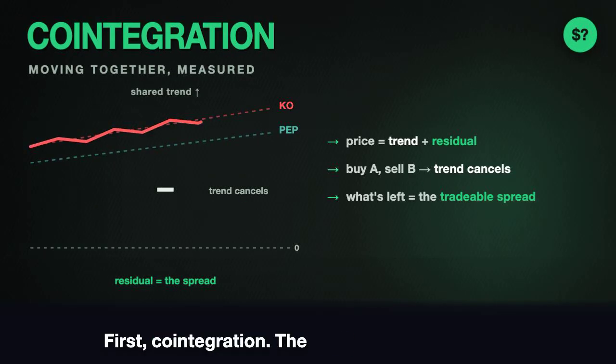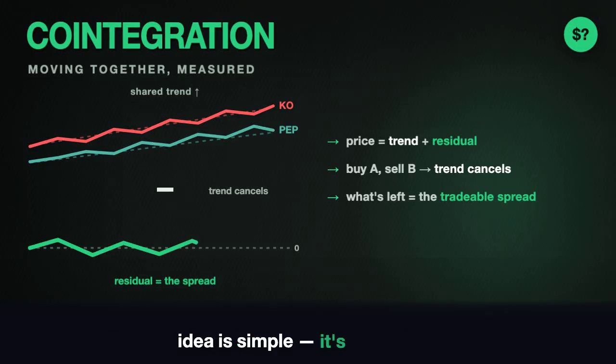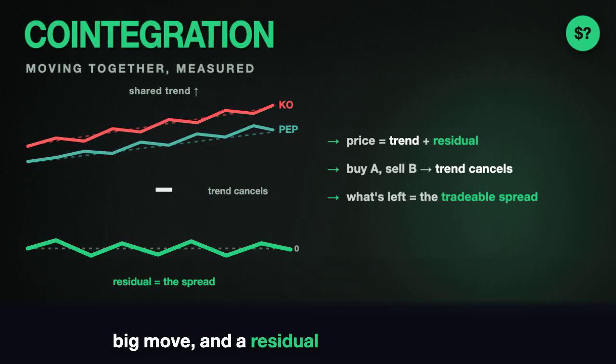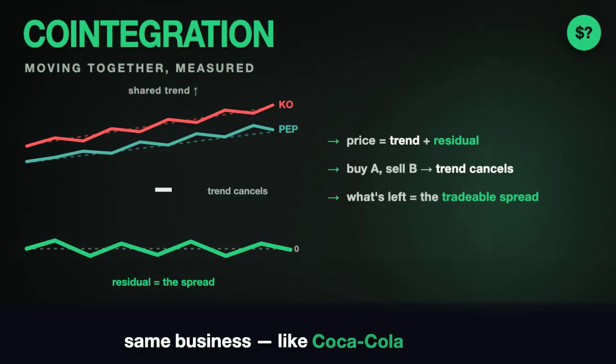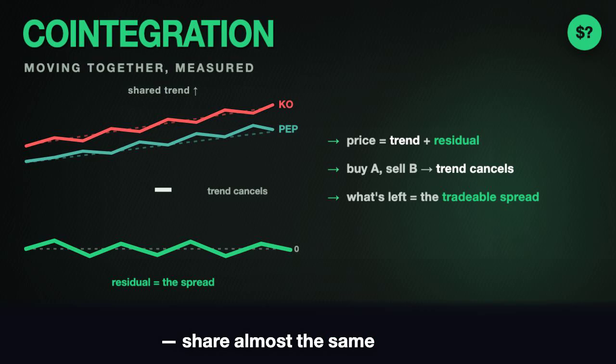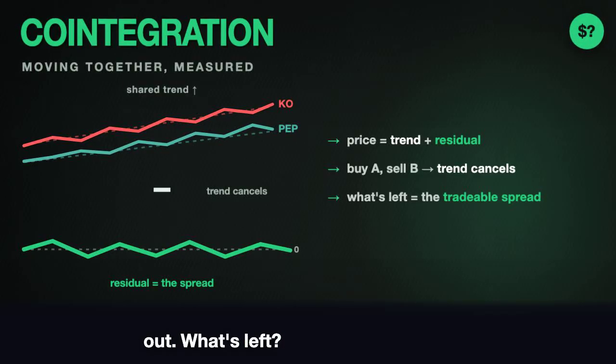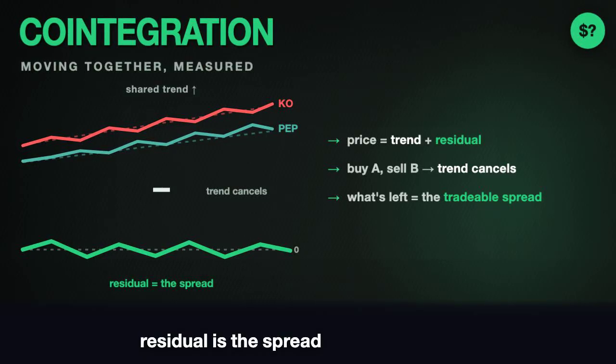First, Cointegration. The word sounds heavy. The idea is simple. It's how much two stocks share the same trend and travel the same road. Think of it this way. Any stock price splits into two parts, a trend component riding the big move and a residual component wobbling on top. Two stocks tied to the same business, like Coca-Cola and Pepsi, share almost the same trend. So if you buy one and sell the other, when the market lifts both, what you gain on the long you lose on the short. The common trend cancels out. What's left? Only the small wobble between them, the residual. And that residual is the spread we actually trade.